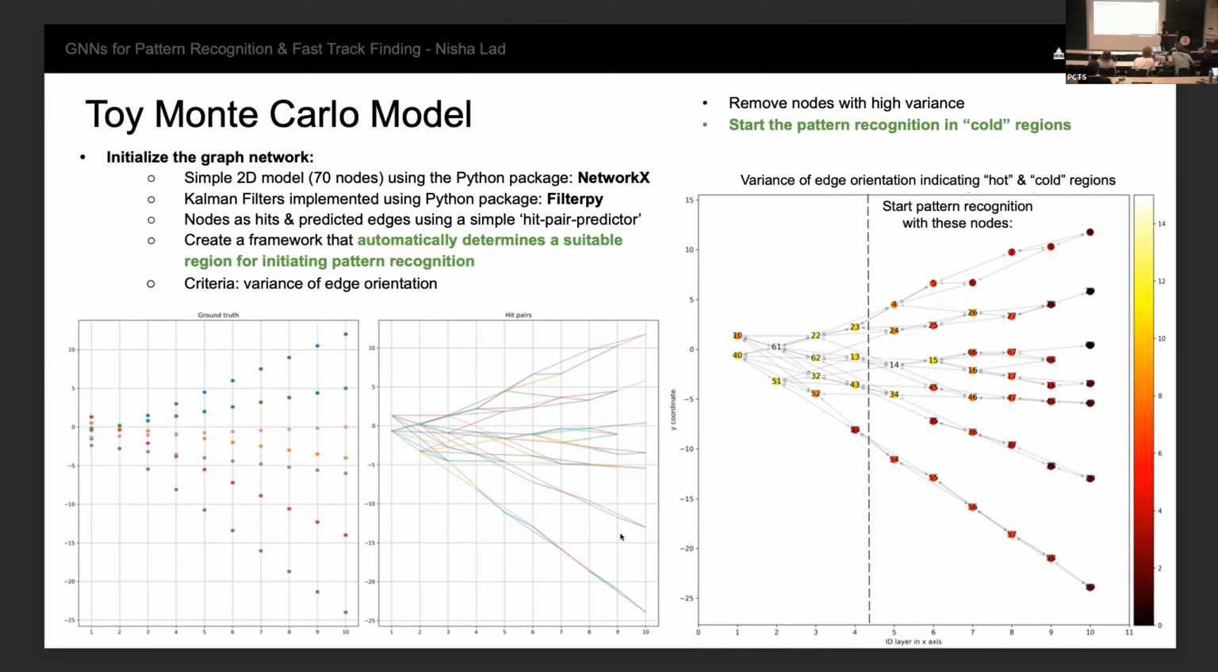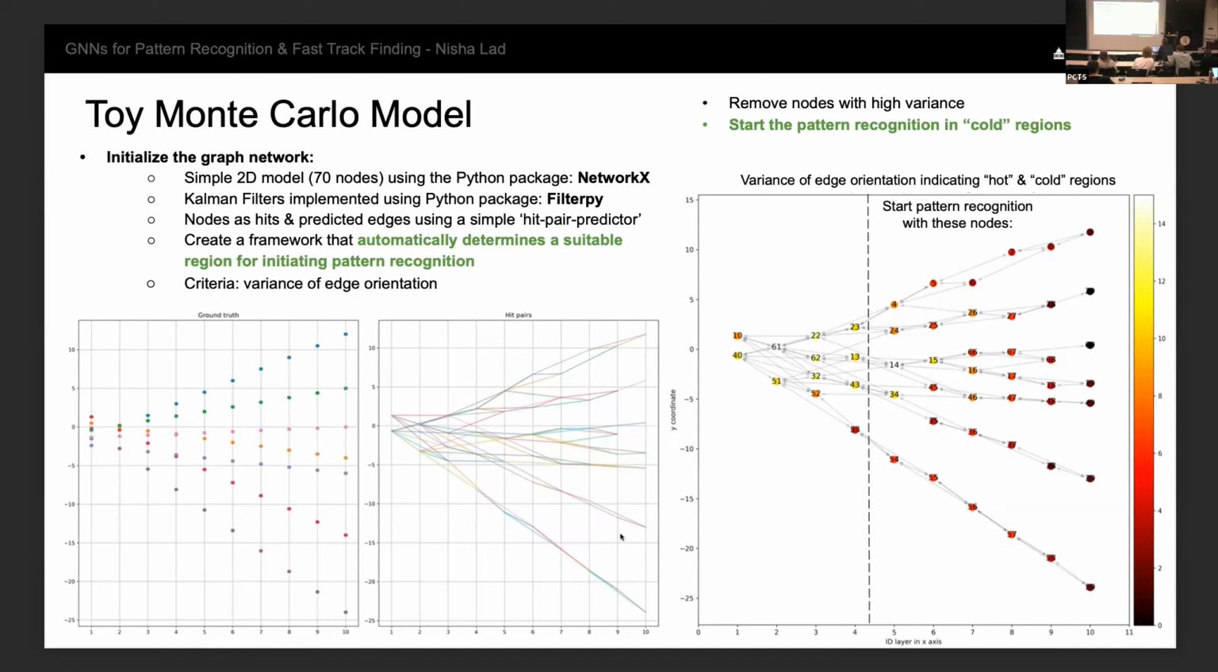So the first thing that needed to be done here was to create a framework that automatically determined a suitable region for initiating this pattern recognition. And the criteria that was used for this was the variance of edge orientation for any given node and its neighborhood.